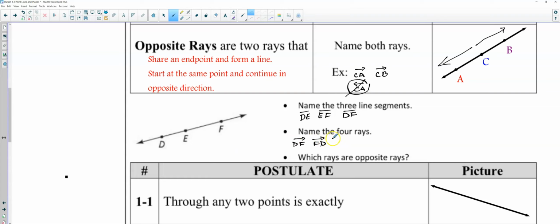So ray ED and ray EF. And those are the opposite rays, which answers this question. Which rays are opposite rays? We already answered it. It's ray ED and ray EF. And that would take care of that question right there.